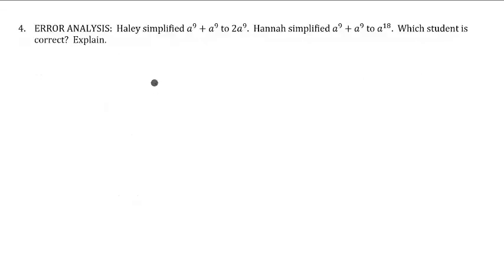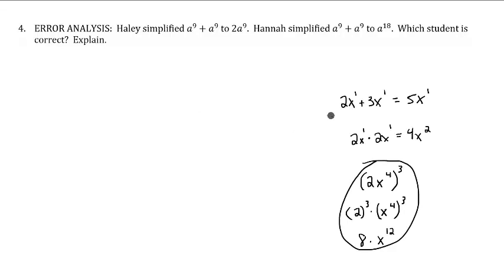Question number 4. We have to figure out where the error is, if there was one. So I'm bringing back my original warm-up problem that we started with. And when we add two terms here, it looks like we do not add their exponents, and we add their coefficients, which would be 2 and 3. Coefficients are the numbers in front of the variables.